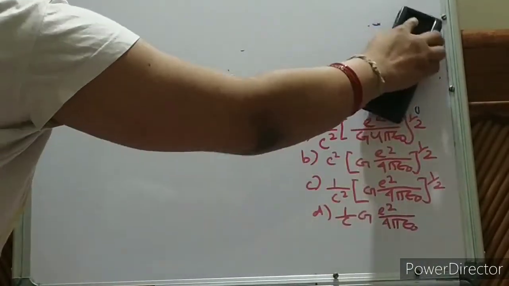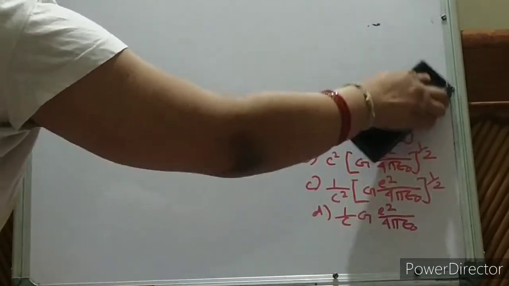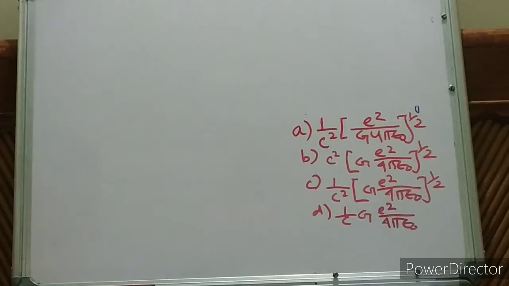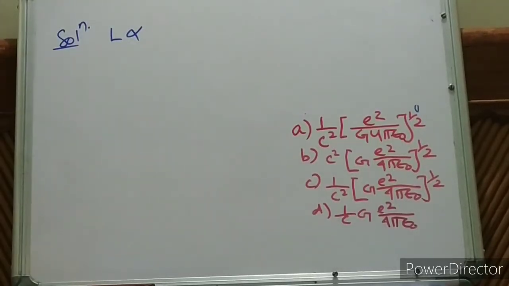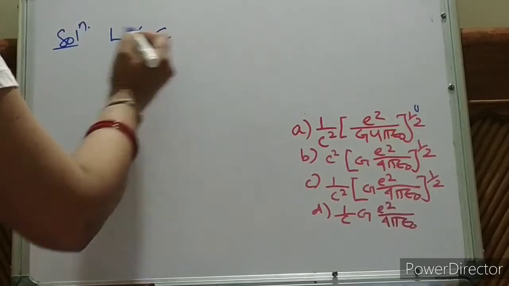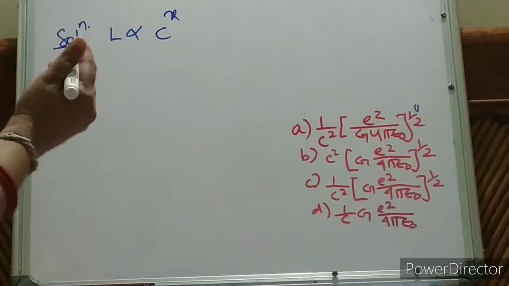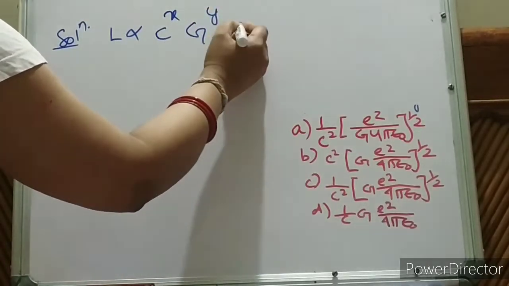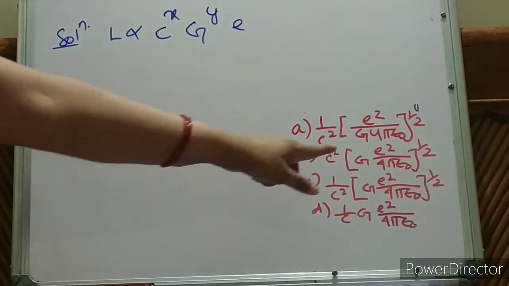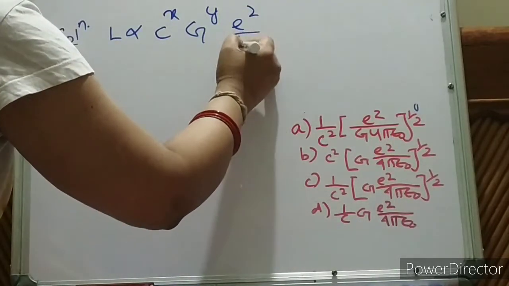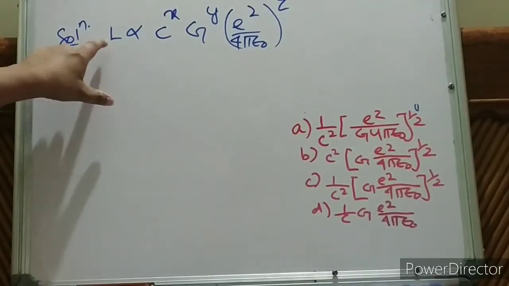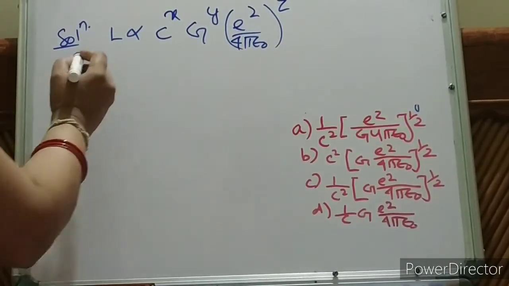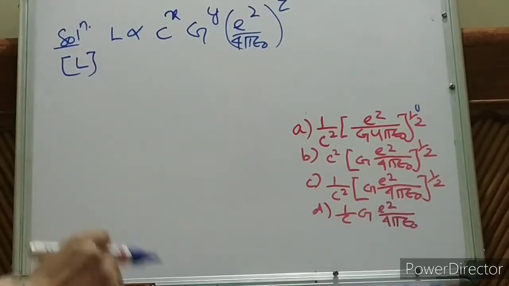So length, even this type of question also we have discussed, but you have to vary first while doing such problems. So solution, that means your L dependent on what? Dependent on C, velocity to the power x. We don't know how it depends on this. Then G to the power y. Then what is the last term? That is, you can see e square by 4 pi epsilon naught, to the power z, suppose. What is the dimension of length? Length, it is easy.